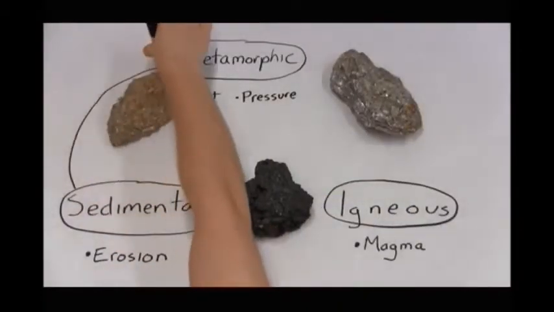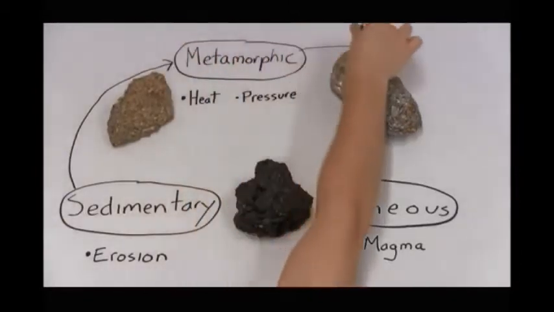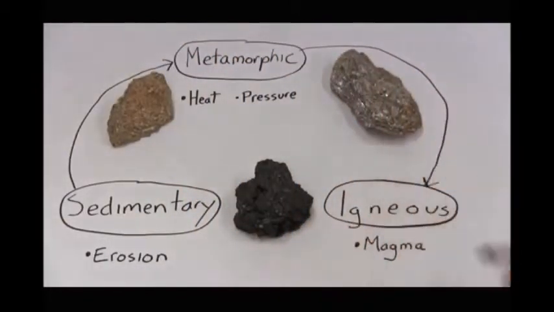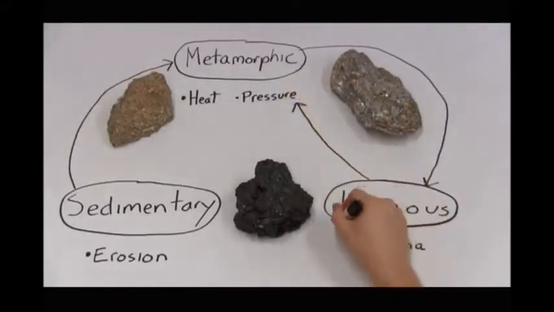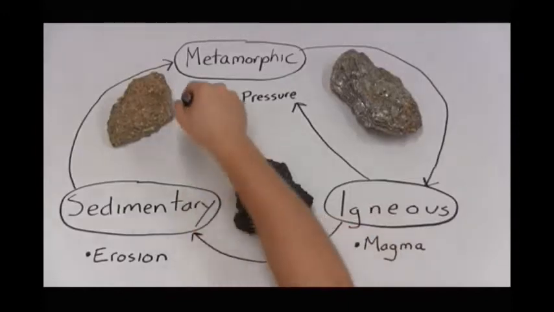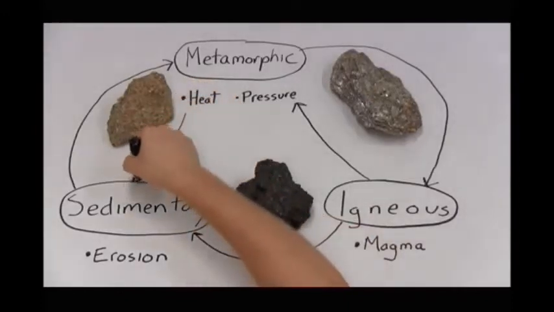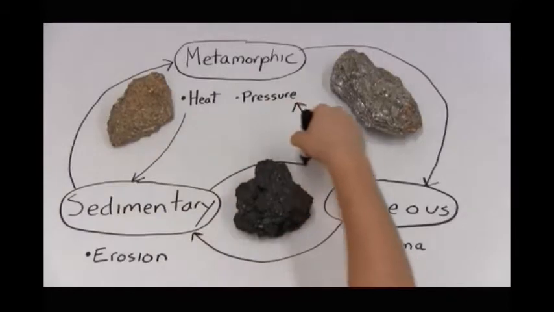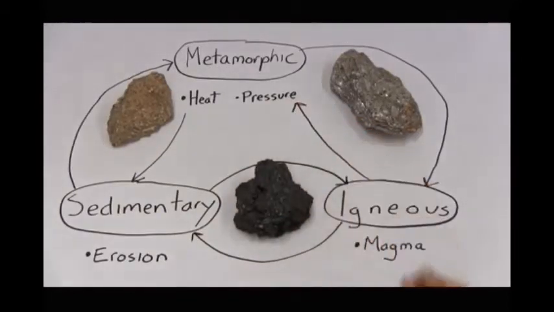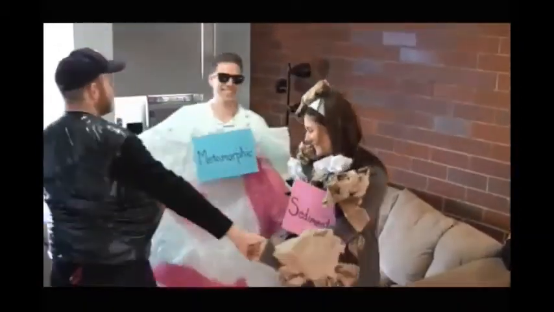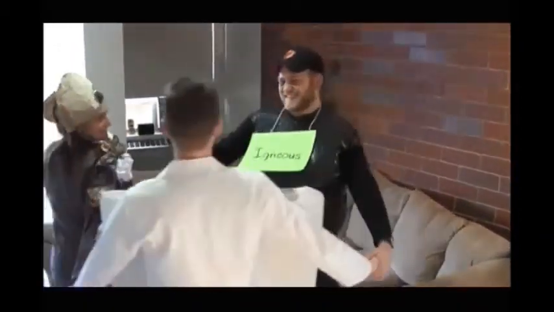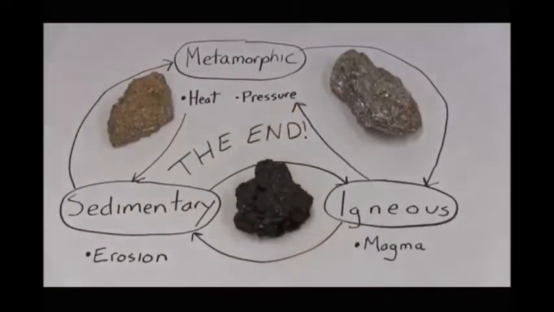We showed you one path through the rock cycle, but really any rock can go from one type to another. For example, igneous rocks can turn into either metamorphic or sedimentary. And metamorphic rocks don't have to become igneous rocks. They can be broken down again and become sedimentary. Or the sedimentary rocks can get pushed deep within the Earth to form igneous. See, all of the rock types are connected, making a cycle that never ends. The end.